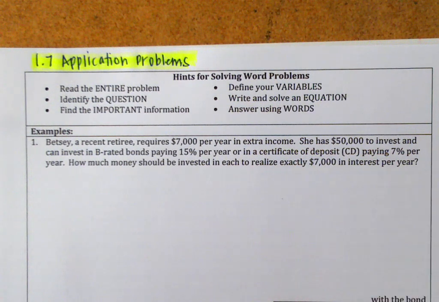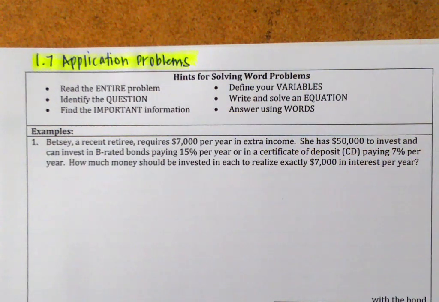She has $50,000 to invest and can invest in B-rated bonds paying 15% per year or in a certificate of deposit paying 7% per year. How much money should be invested in each to realize exactly $7,000 in interest per year? So, okay. Bonds and CDs are just different things that you can invest your money in. It's not like anything crazy. So what it is, she has a total of $50,000 to invest.